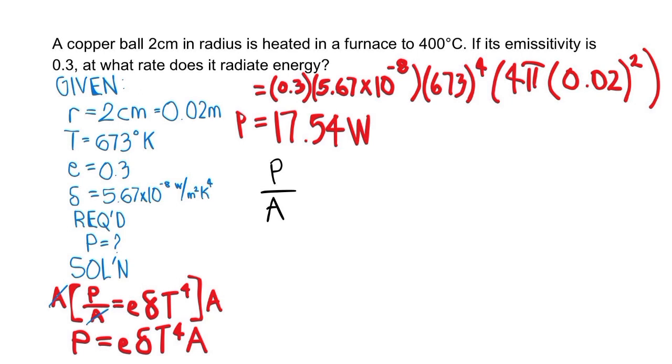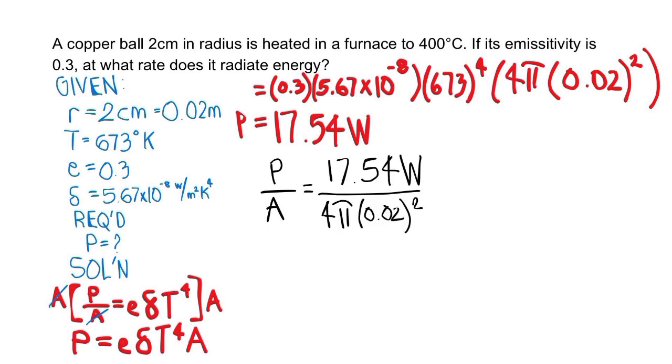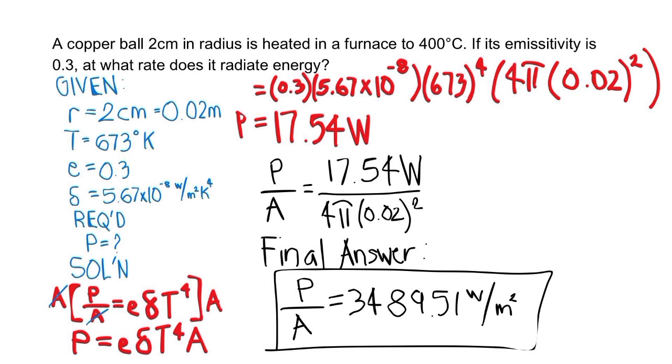Now, to get the rate of radiation, we need to follow the formula P divided by A. So input the value 17.54 watts divided by the surface area of the sphere, which is 4 pi times 0.02 squared. This would give us the final answer of radiation equal to 3489.51 W over m squared.